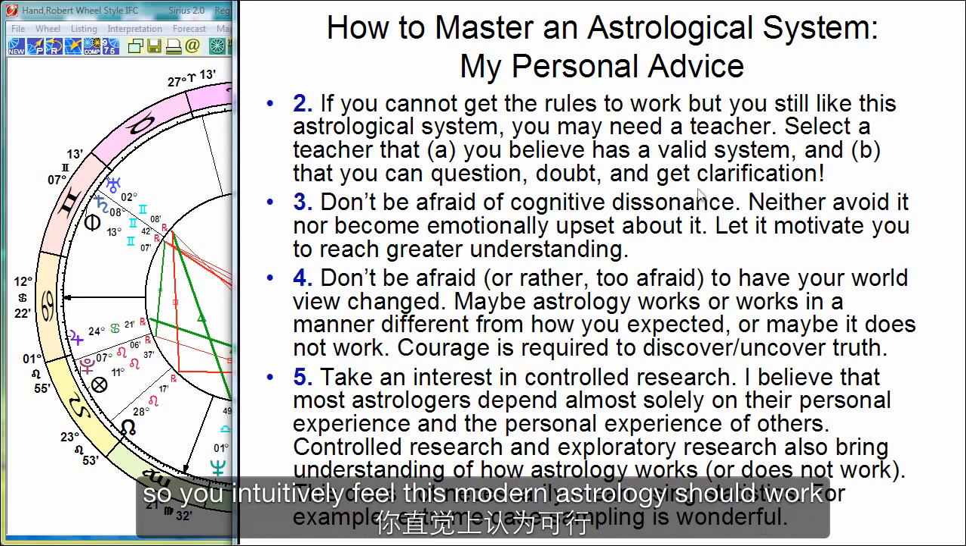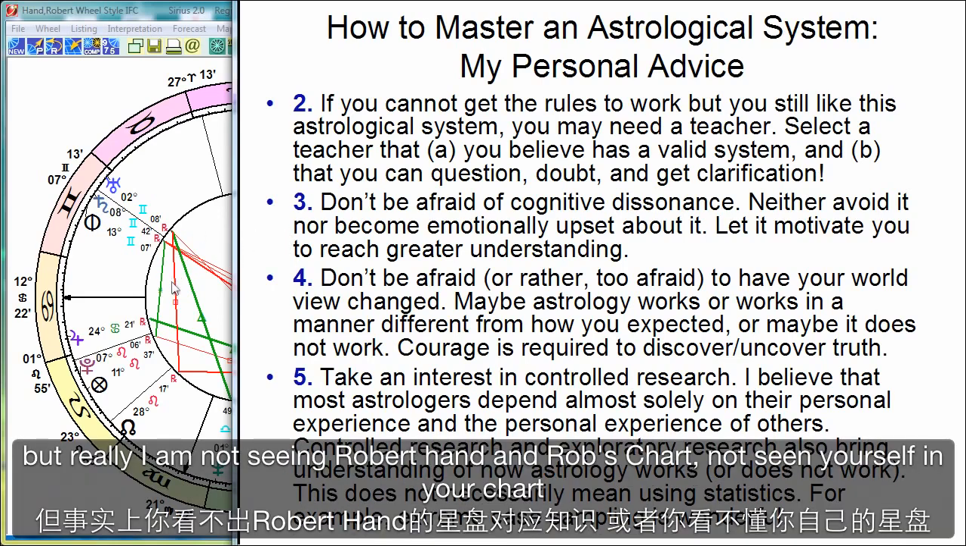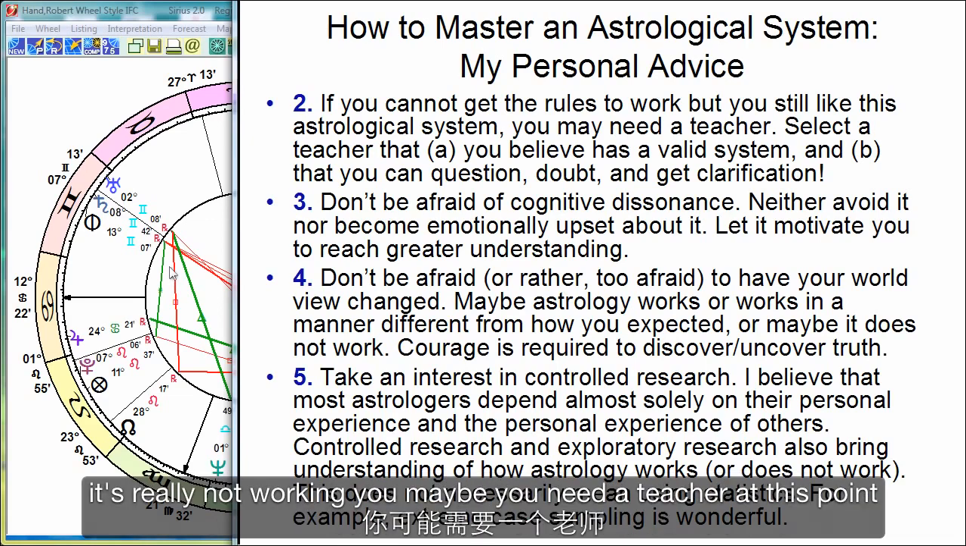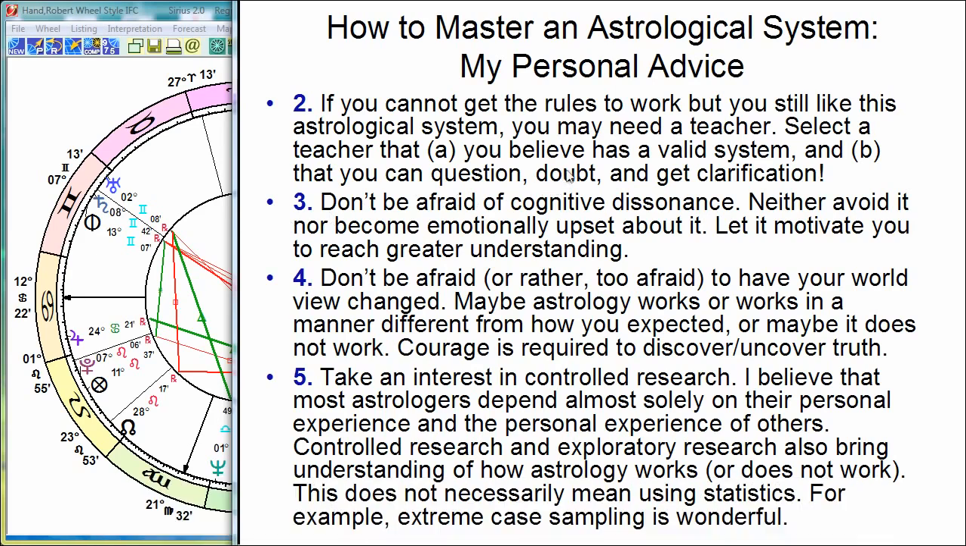Now, number 2, if you can't get the rules to work, and you still like the system, so you intuitively feel this modern astrology should work, but I really am not seeing it in Rob Hand's chart, I'm not seeing it in yourself and your chart, or your spouse or your children or your parents and friends, it's really not working, maybe you need a teacher at this point.